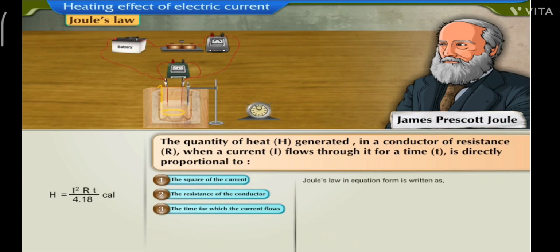Joule's law in equation form is written as H is equal to I square Rt divided by 4.18 calories. Using Ohm's law, we can write H is equal to V square t upon 4.18 R calories, or H is equal to VIt upon 4.18 calories.